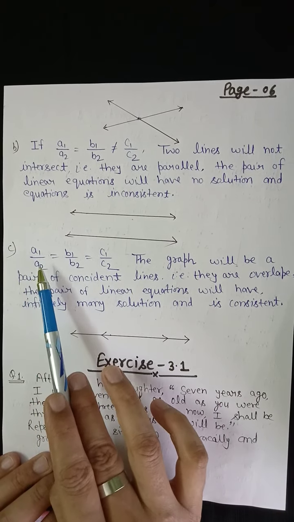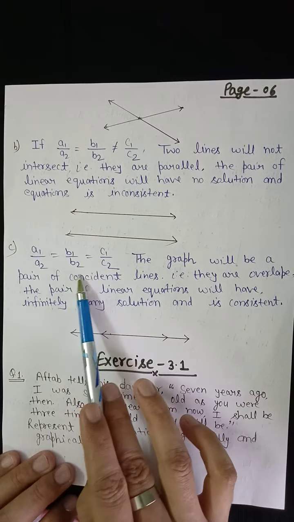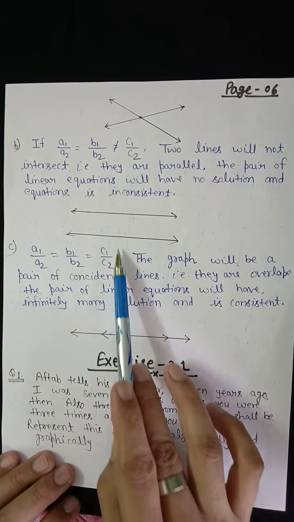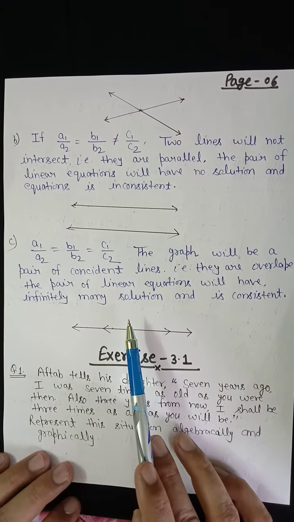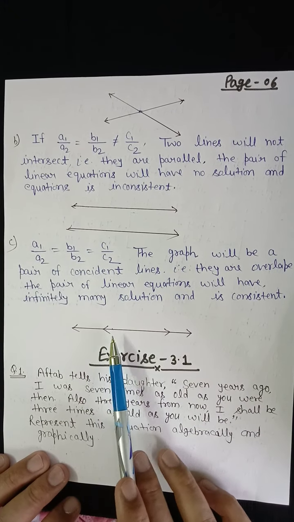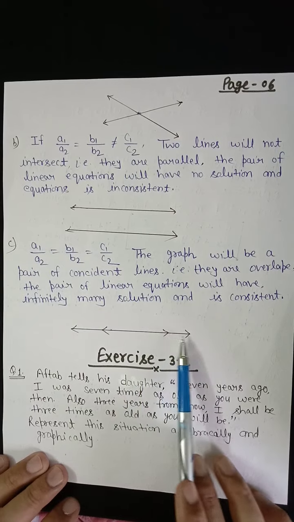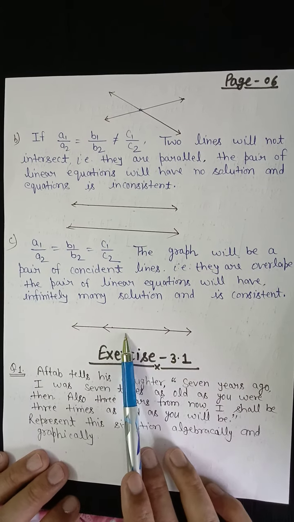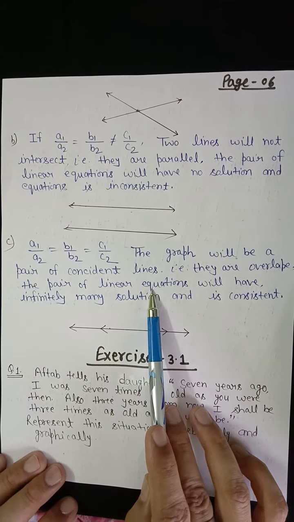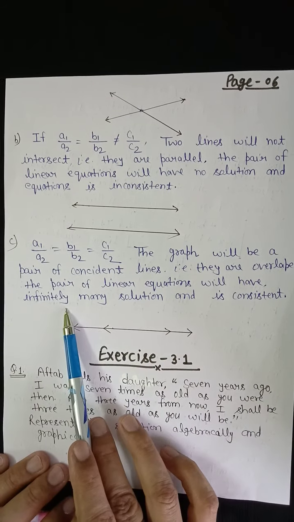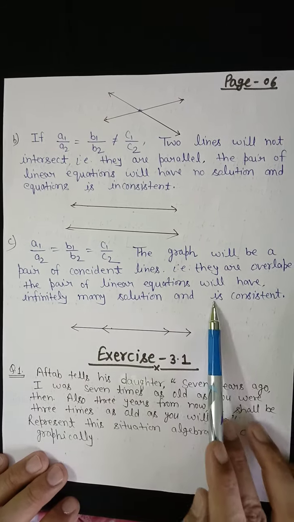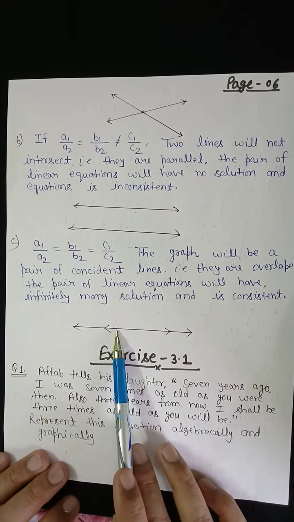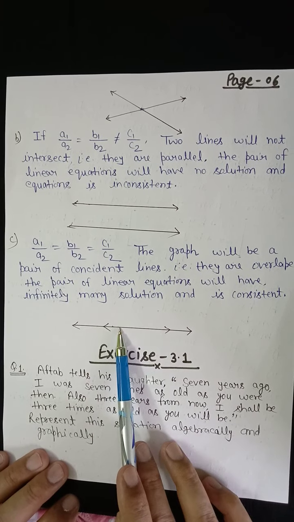Third case is a1 upon a2 equal to b1 upon b2 equal to c1 upon c2. The graph of these conditions of both equations will be a pair of coincident lines. That means they overlap. The pair of linear equations will have infinitely many solutions and is consistent because both lines intersect at more than one point.